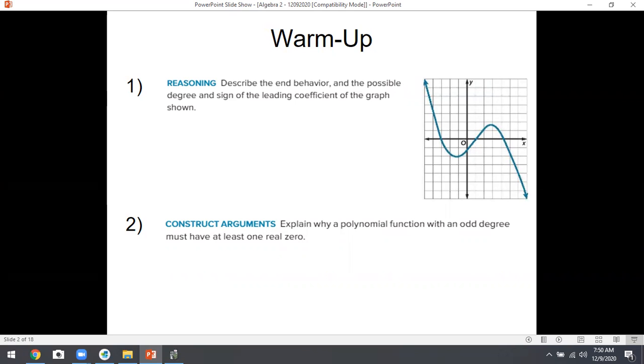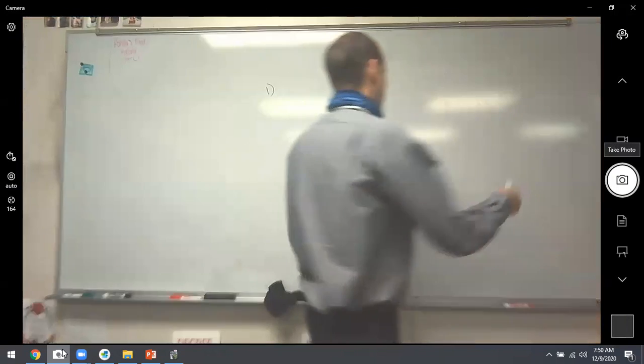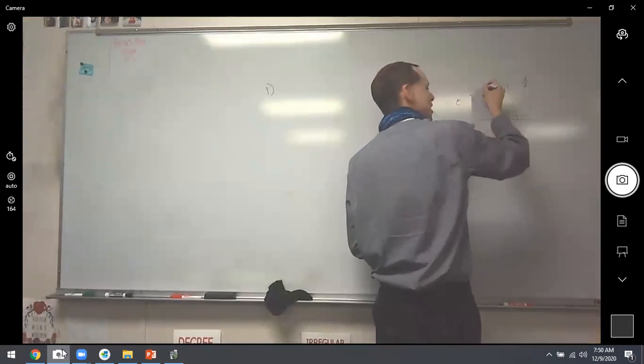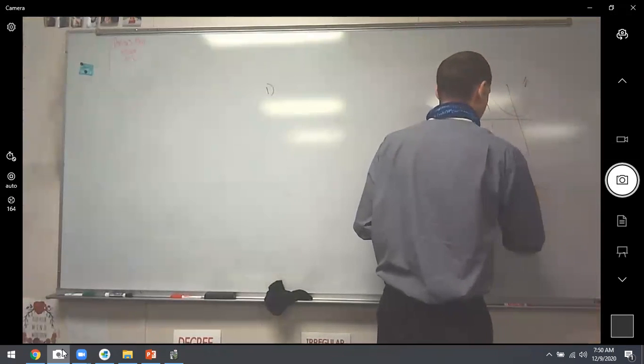Number one is asking, reasoning, describe the end behavior and the possible degree and sign of the leading coefficient of the graph shown. So if you look at this graph, what's it look like? Does it look more like an odd degree or an even degree? Anybody got any suggestions? It looks more odd, I agree, yeah. As a refresher, evens all look the same on the sides, right? Both sides would go up.